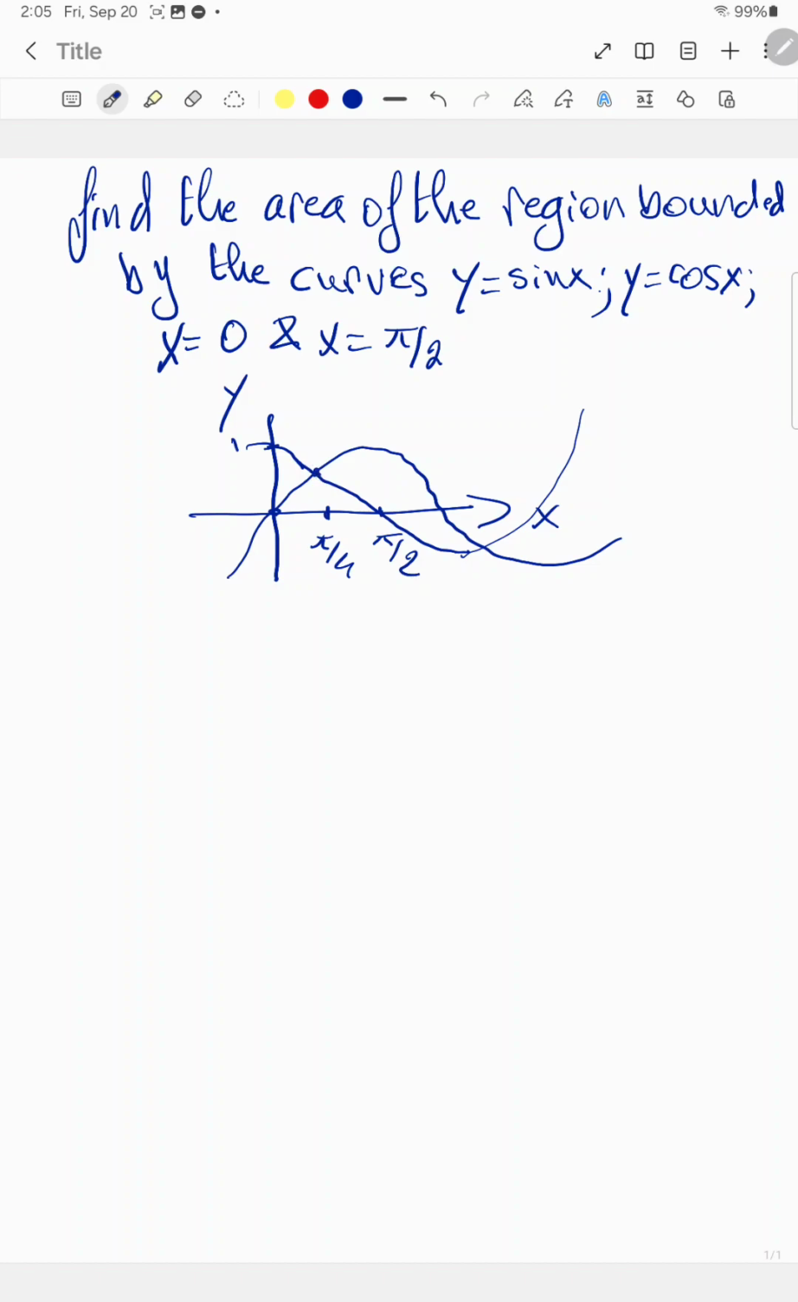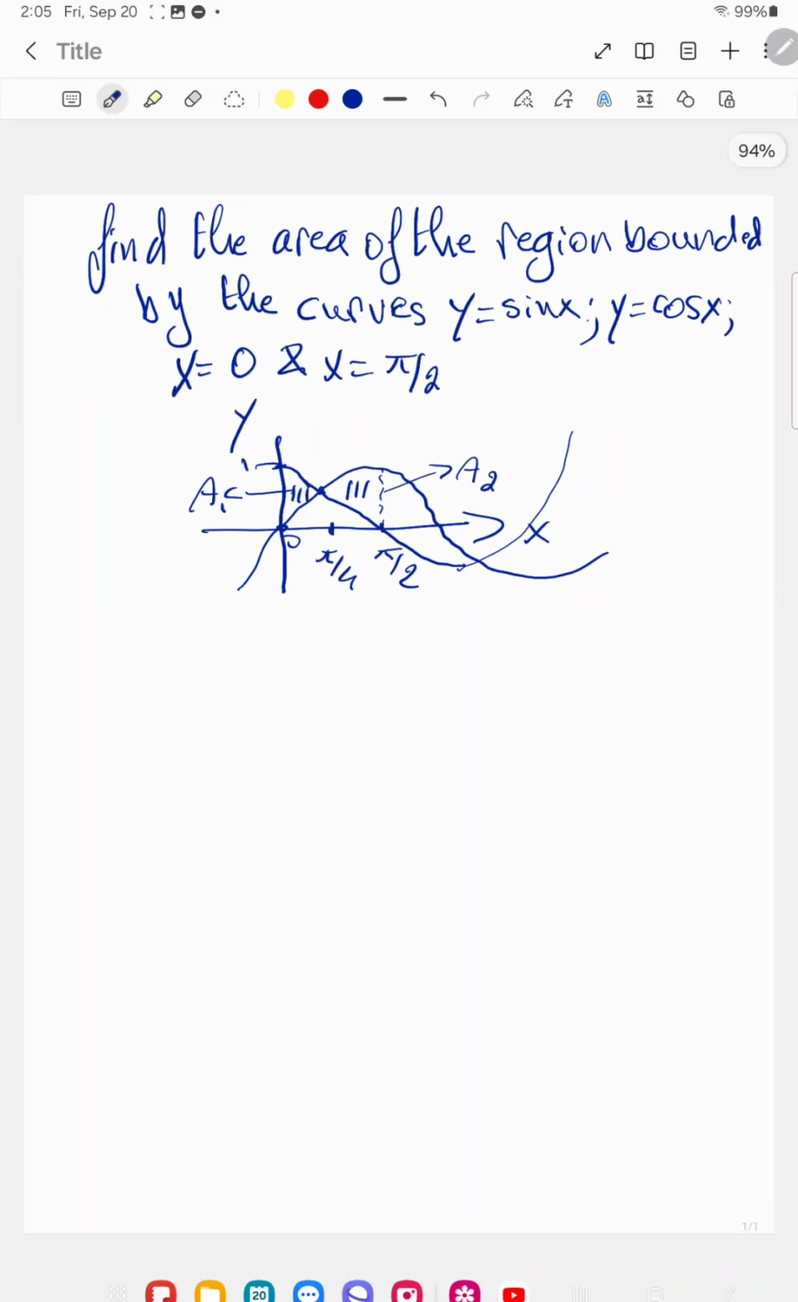And the area between the two curves, between 0 and pi over 2, I know that I have two areas. This is area 1 and this is area 2. We're going to say this is y equals cosine x, and this is y equals sine x. The area of the region bounded by cosine and sine between 0 and pi over 2 is area 1 plus area 2.